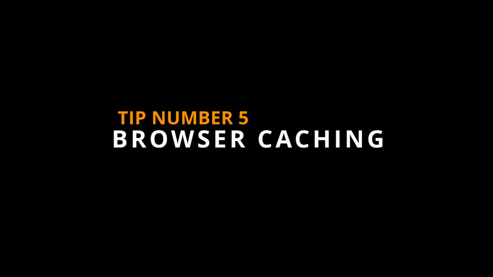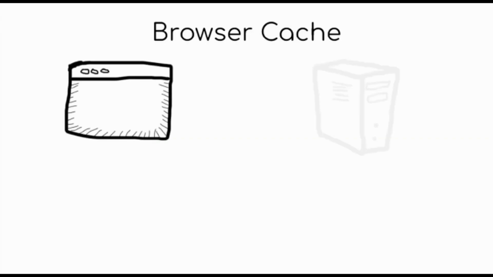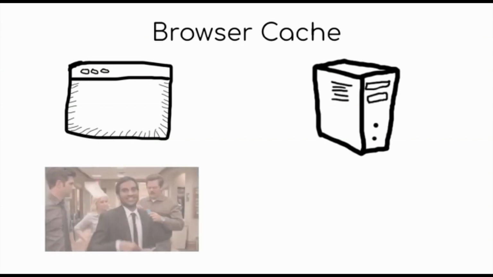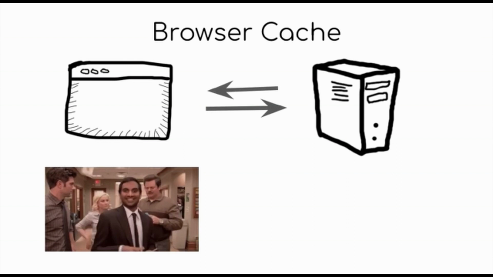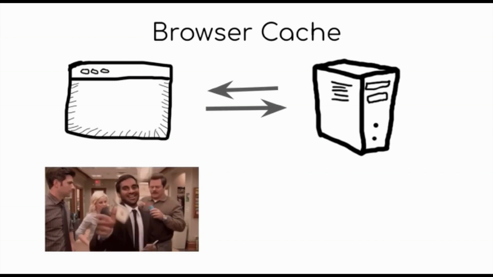Tip number 5. Use browser caching. Browser caching is a technique that allows your website's visitors to store a copy of your website's files on their local device, so they don't have to re-download them every time they visit your website. By using browser caching, you can significantly reduce page loading times and improve website performance.